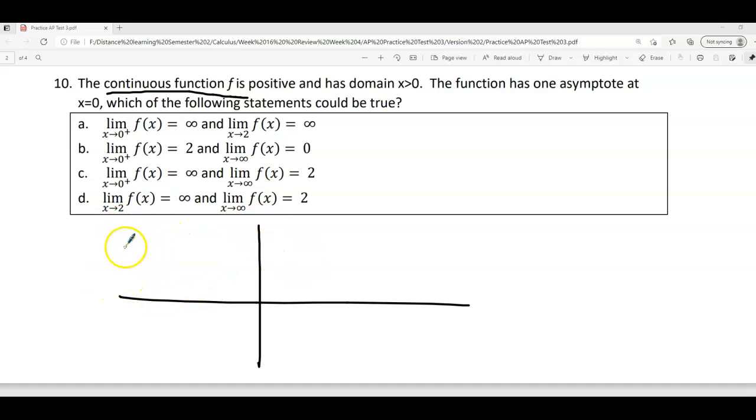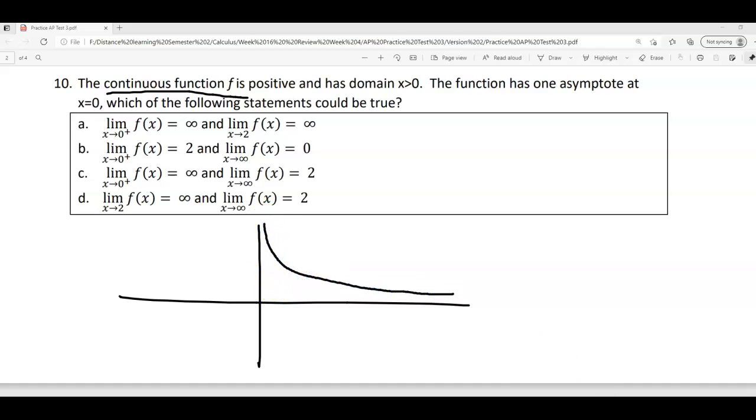So I know that f is always up here somewhere above the x-axis, and it has a domain for x greater than 0. So that means it can't ever cross this line. So I've got a function that is always in this quadrant. It's always above the x-axis and to the right of this line, and it's continuous. There are no holes, gaps, or jumps. So I don't know what that could look like.